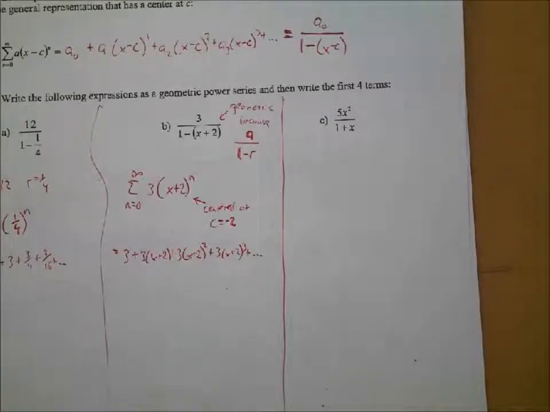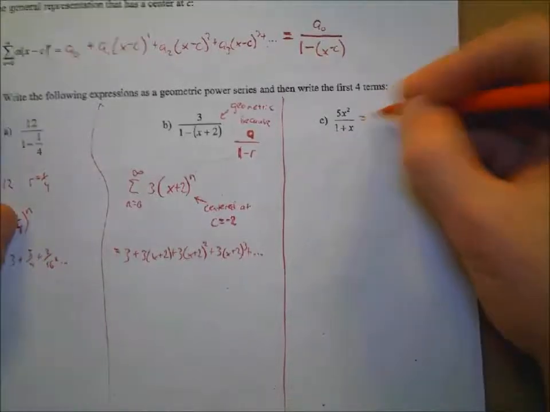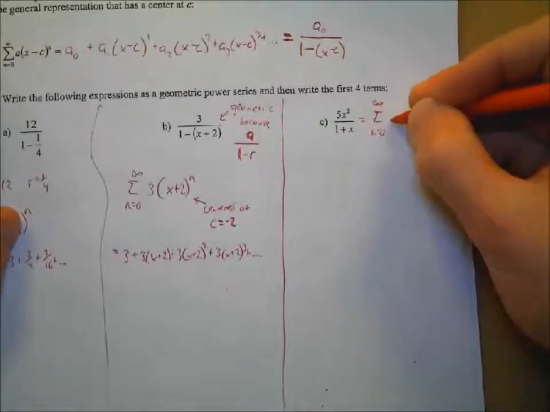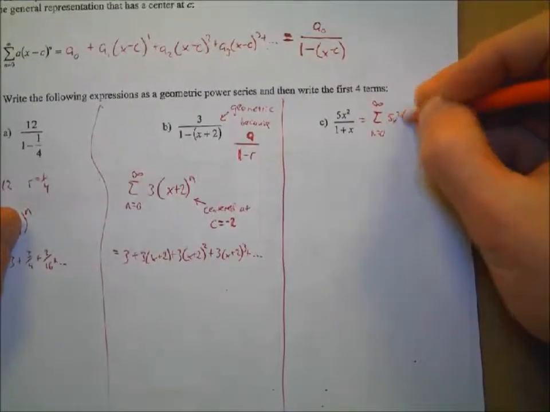So yeah, negative x, right? Negative x. You might see that 1 plus x there, right? And think, oh, it's just going to be this, right? We could just say, sum from n equals 0 to infinity of 5x squared times x to the n.